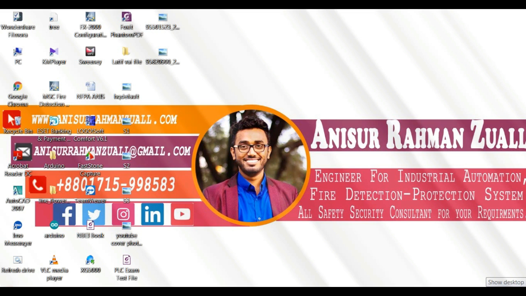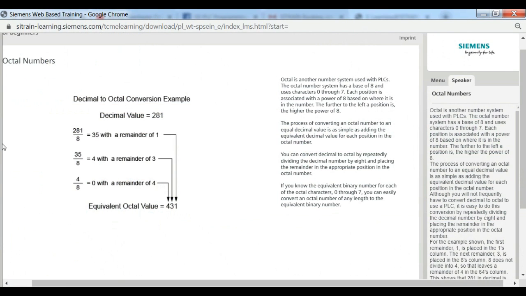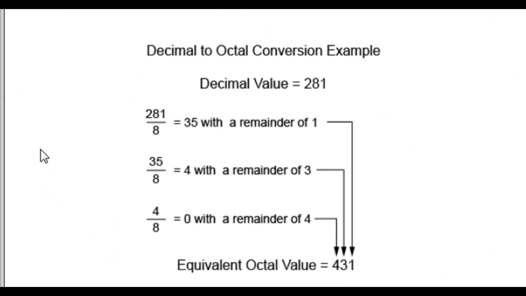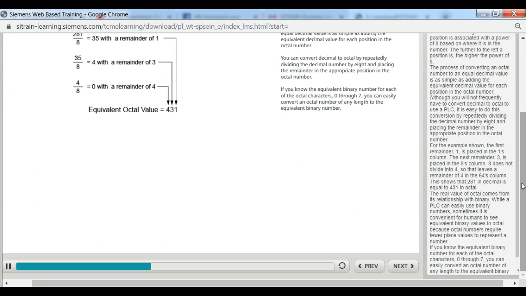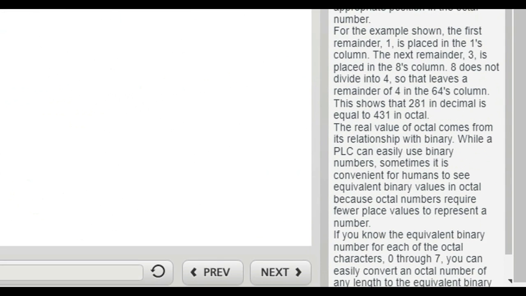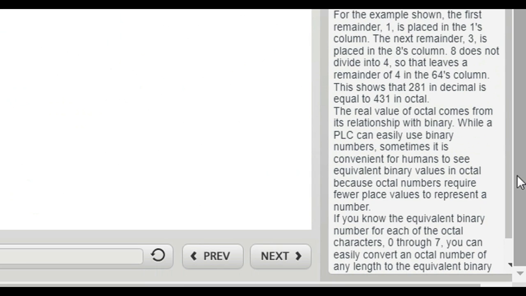Although you will not frequently have to convert decimal to octal to use a PLC, it is easy to do this conversion by repeatedly dividing the decimal number by 8 and placing the remainder in the appropriate position in the octal number. For the example shown, the first remainder, 1, is placed in the ones column. The next remainder, 3, is placed in the eights column. 8 does not divide into 4, so that leaves a remainder of 4 in the 64s column. This shows that 281 in decimal is equal to 431 in octal.